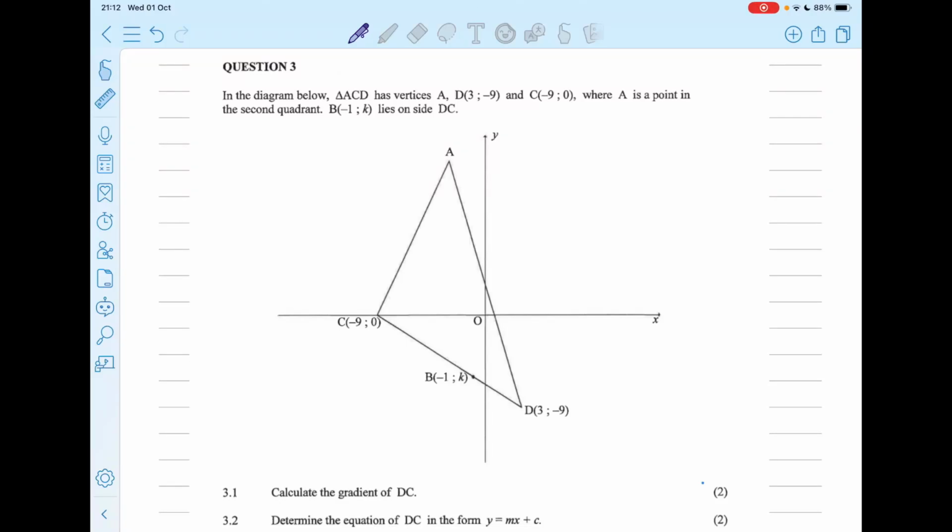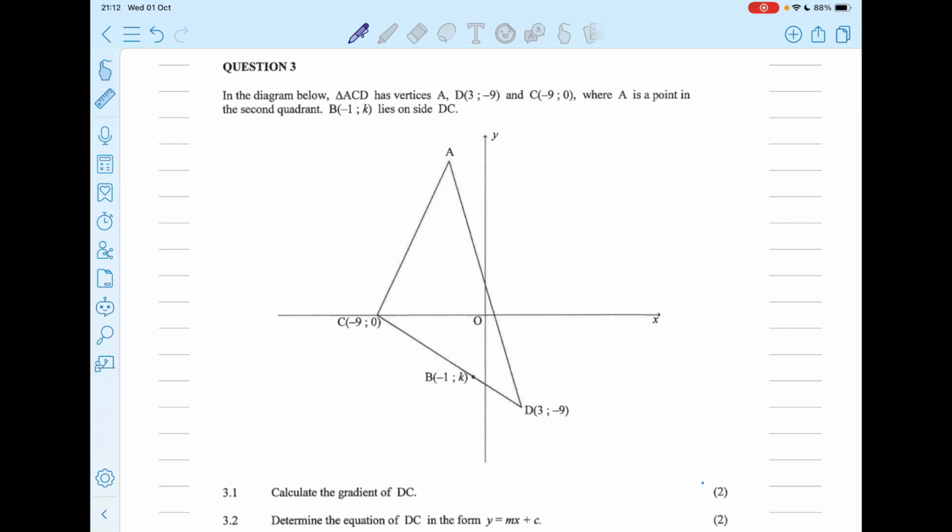Hi there. In today's video, we are looking at question 3, which is an analytical geometry problem from the 2024 November paper 2 maths exam. Okay, let's get straight into it.